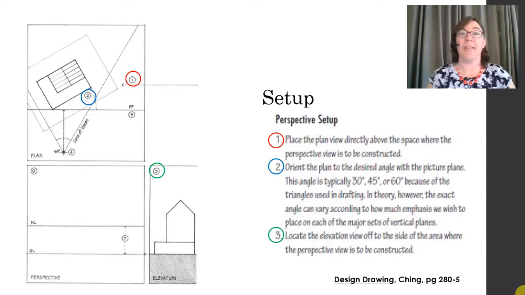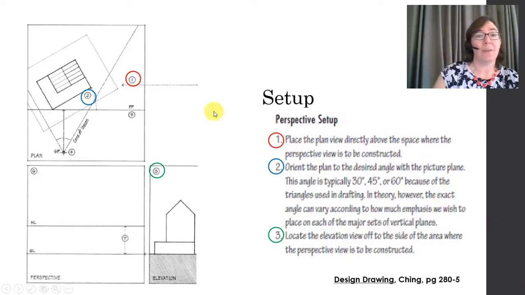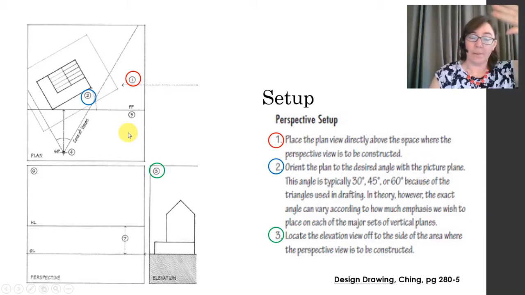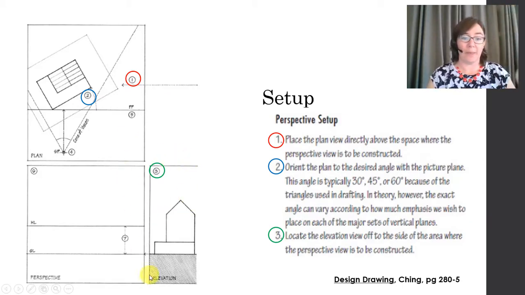Our first step in this process is to set up our drawing board or our drawing table and get ready to start drawing. So the first thing you want to do is place your plan view up on the top. You want to place your elevation view off to the side. It really doesn't matter whether it's right or left.